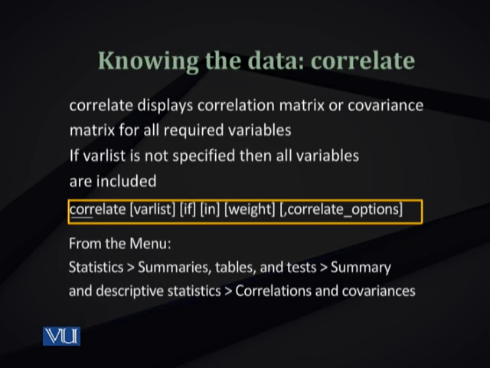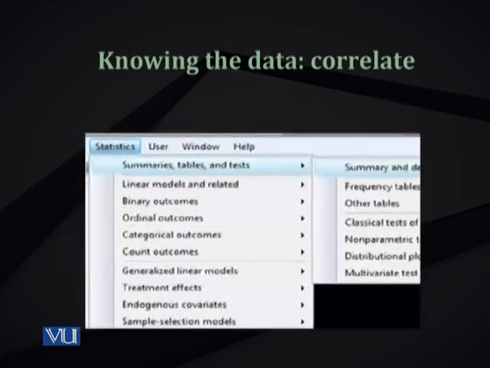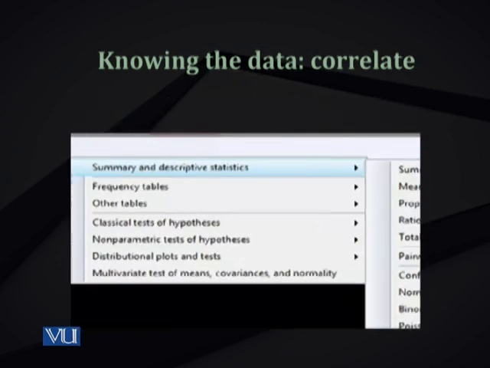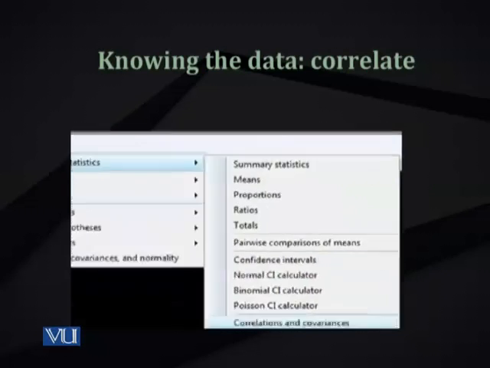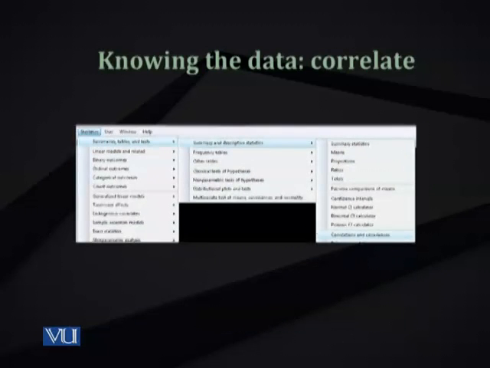So you have the correlate command, which you can learn about by seeking help for the command correlate. The menu shows that you can click on Statistics, Summary tables and tests, and then Summary of descriptive statistics, and you will have another pull-down menu. Move down and down, and you will find Correlations and covariances. When you click on it, you will have another window which asks you to specify which variables and what options you require.